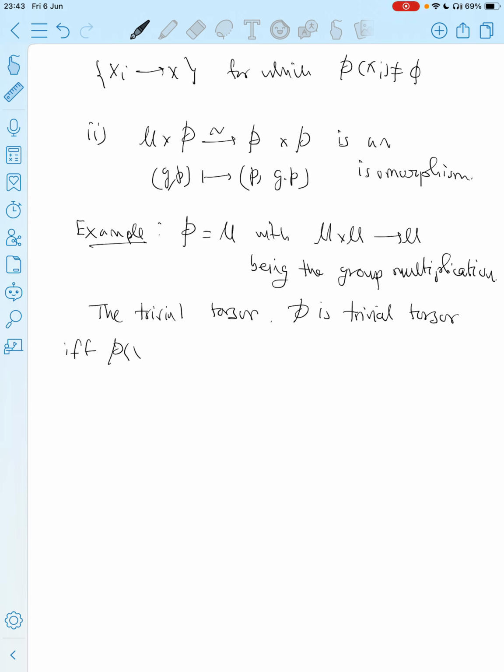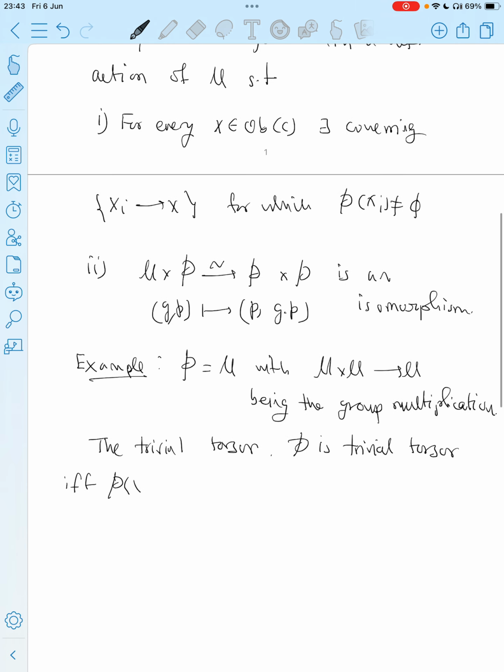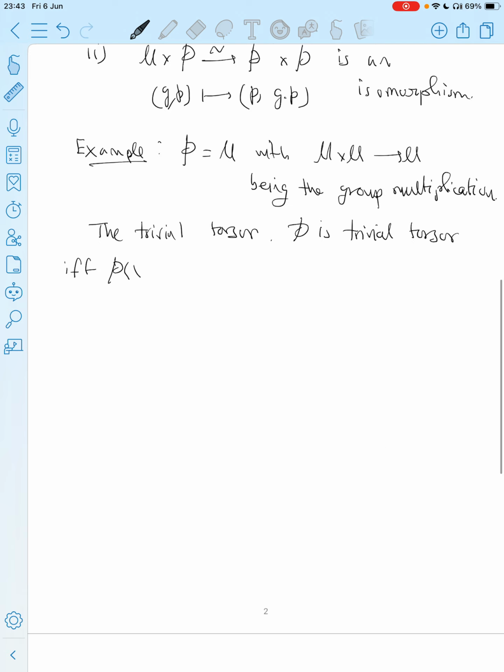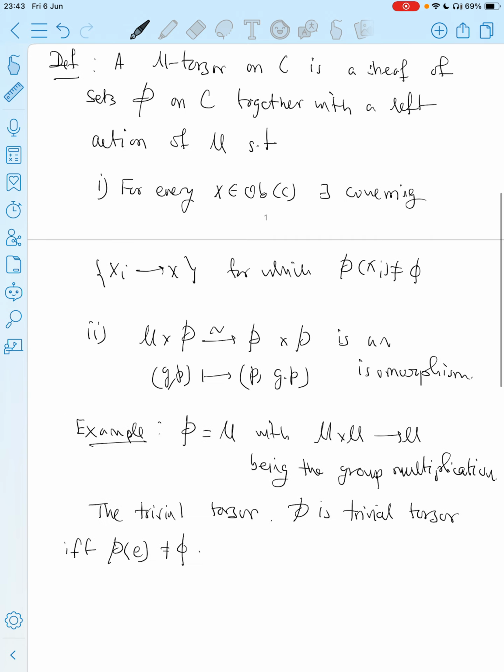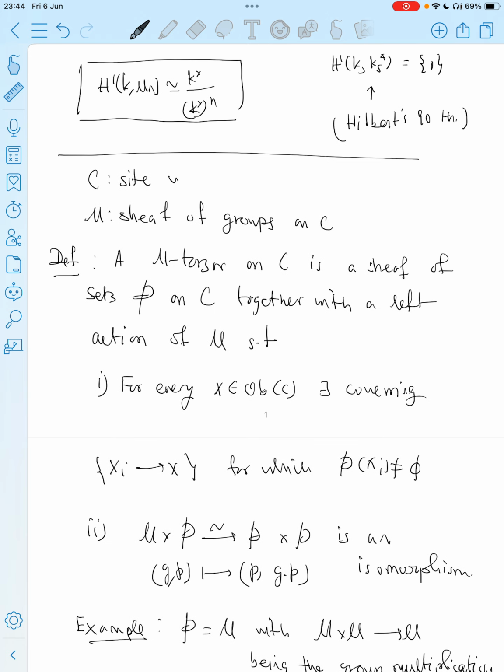So more precisely, mostly our sites will have a terminal object, because we will be talking about schemes over a fixed base scheme, so there is always a terminal object. So over the terminal object, if sections exist, so if E is a terminal object and that is non-empty, then it's a trivial torsor. That's easy to check. Because if you pick such an element, so here let me start with a site with a terminal object.